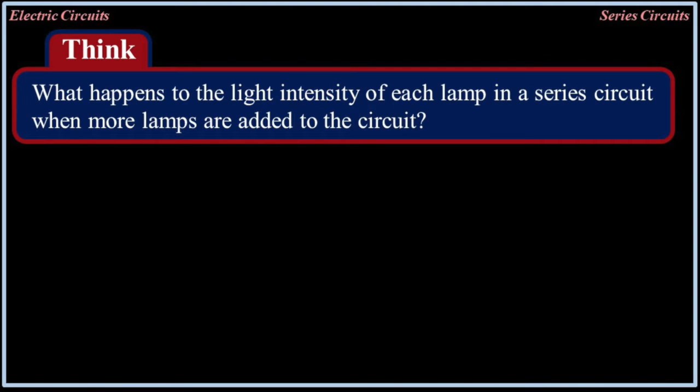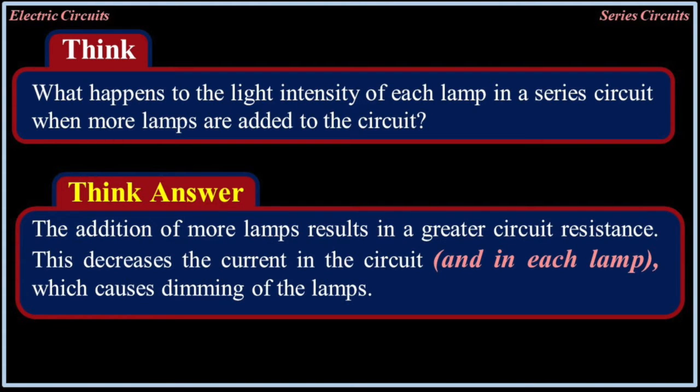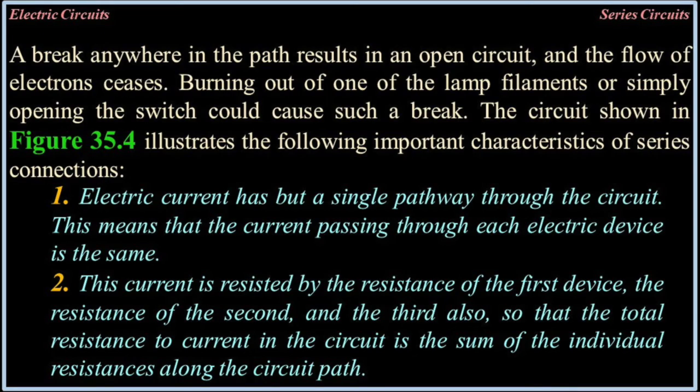Think: What happens to the light intensity of each lamp in a series circuit when more lamps are added to the circuit? The addition of more lamps results in a greater circuit resistance. This decreases the current in the circuit and in each lamp, which causes dimming of the lamps. A break anywhere in the path results in an open circuit and the flow of electrons ceases. Burning out one of the lamp filaments or simply opening the switch could cause such a break.